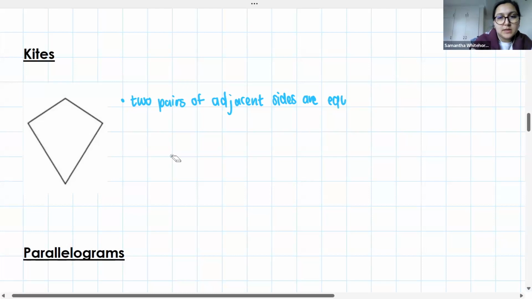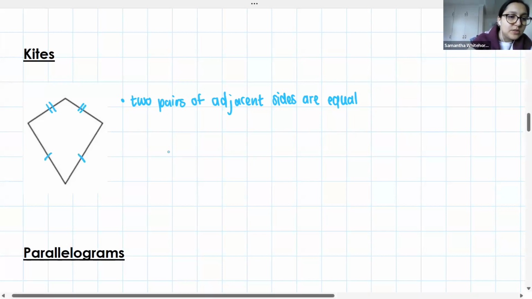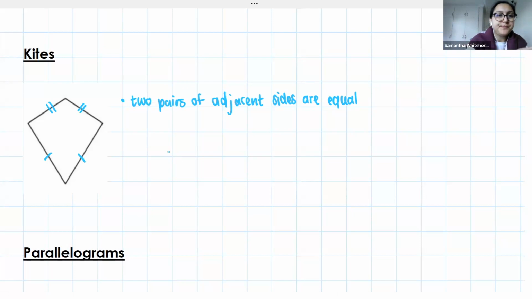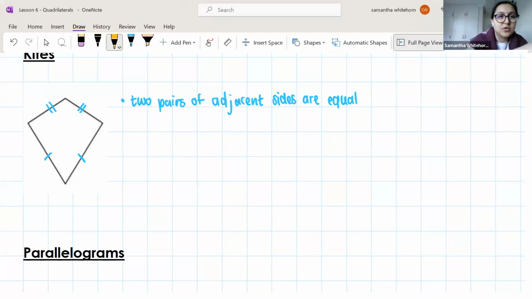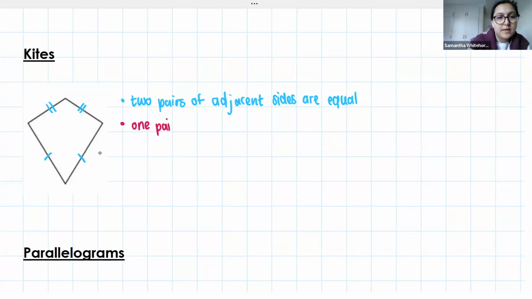Now, guys, when we have equal sides, like we saw with the isosceles trapezium, we use a line. So these two sides would be equal here at the top, and those ones going down would be equal. They're next to each other, so they're adjacent sides. They are equal to each other. All right, the next characteristic that you guys mentioned was the fact that we have one pair of opposite angles equal.